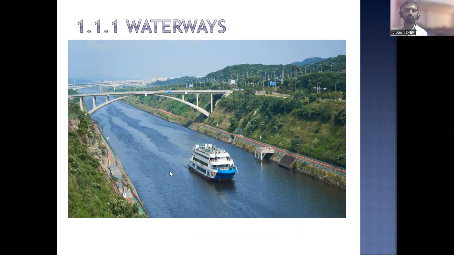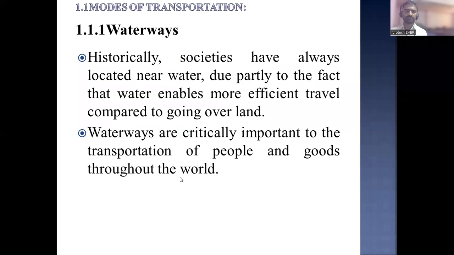So what is waterways, and what are the advantages and disadvantages. If you are traveling from one country to another country, and that country is surrounded by a sea or ocean, then the other modes of transportation are not possible. That is railways and roadways are not possible. In that case you have to go with the help of waterways only. Okay, so what is waterways?